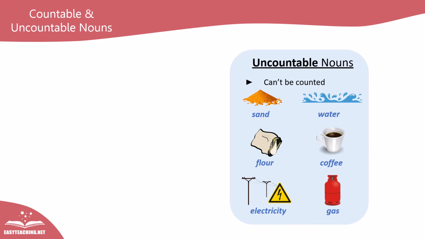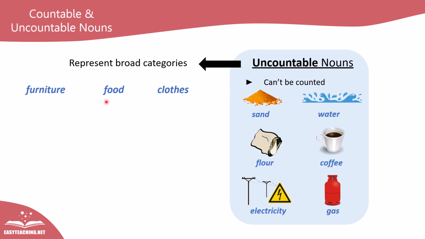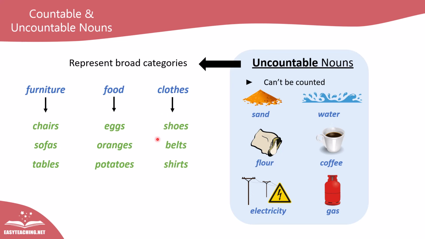Uncountable nouns often describe big groups or categories. For example, furniture, food, clothes, and money. These words are not for single things. They are names for groups of items. In the category furniture, we have chairs, sofas, tables. In food, we have eggs, oranges, potatoes. And in clothes, we have shoes, belts, and shirts. In money, we have notes and coins.